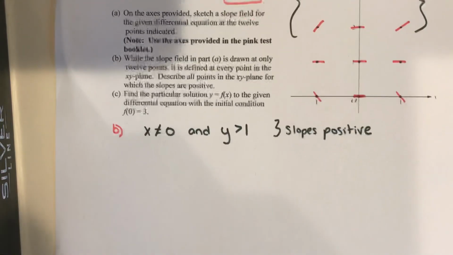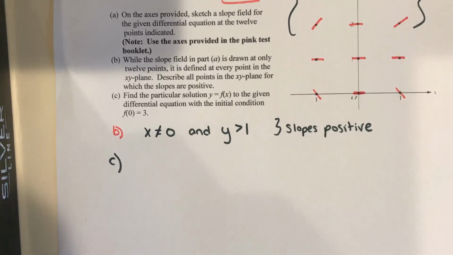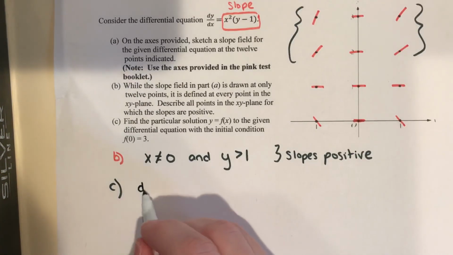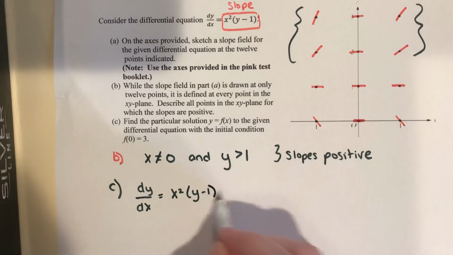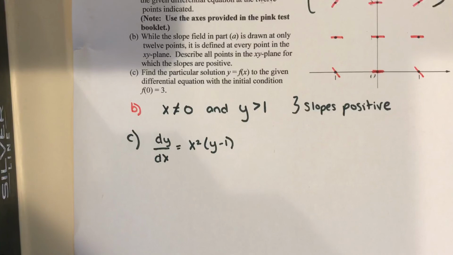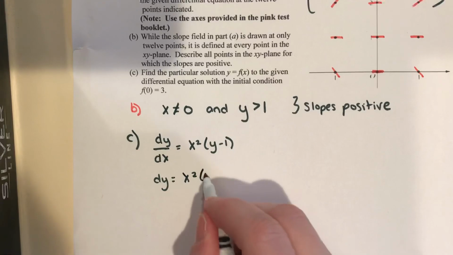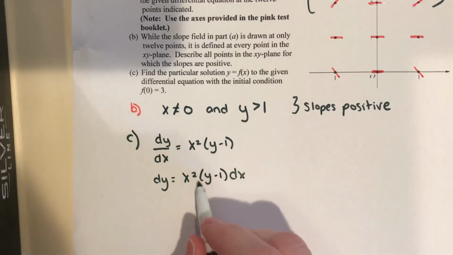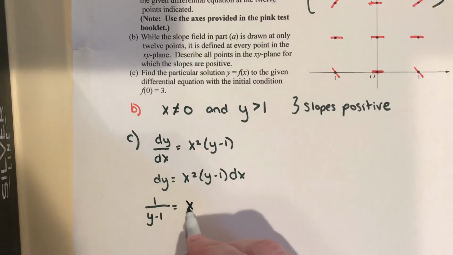Okay, let's go on to part C. Part C is where we're going to get most of the points from, because it's solving this differential equation. C says, find the particular solution, y equals f of x, to the given differential equation with the initial condition f of 0 equals 3. I'm going to rewrite this formula: dy/dx equals x squared times (y minus 1). First step is to separate the variables. First I'm always going to cross multiply that dx over to the other side. And then I'm going to divide by y minus 1, so 1 over (y minus 1) equals x squared dx.